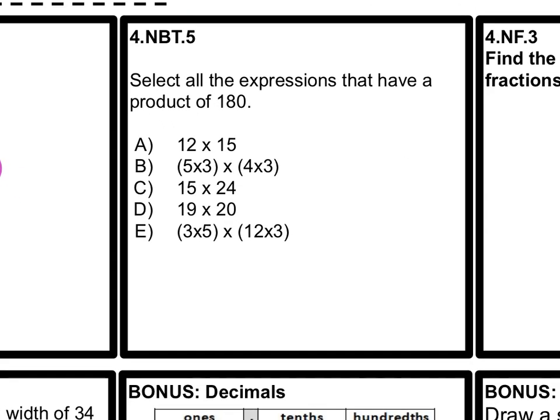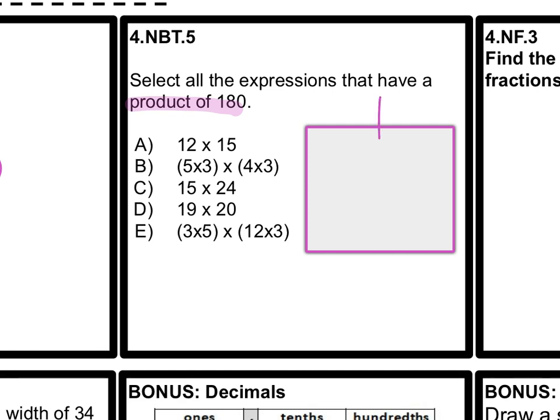Next, select all the expressions that have a product of 180. Product means answer to a multiplication problem. Because it's double digit by double digit, and we have not expressly learned the shortcut way to that, I'm going to do a box. And this will work for all of my problems so far. So I'm going to cut it up into 4 pieces.